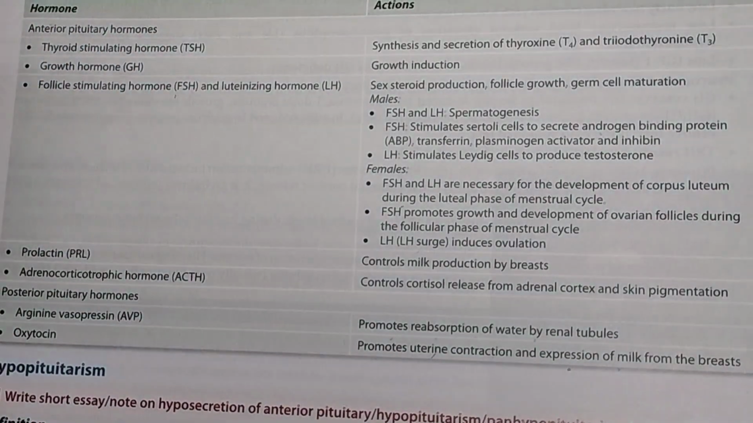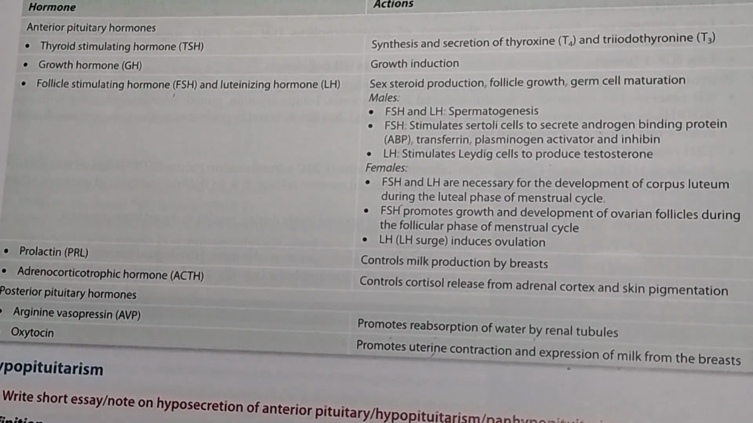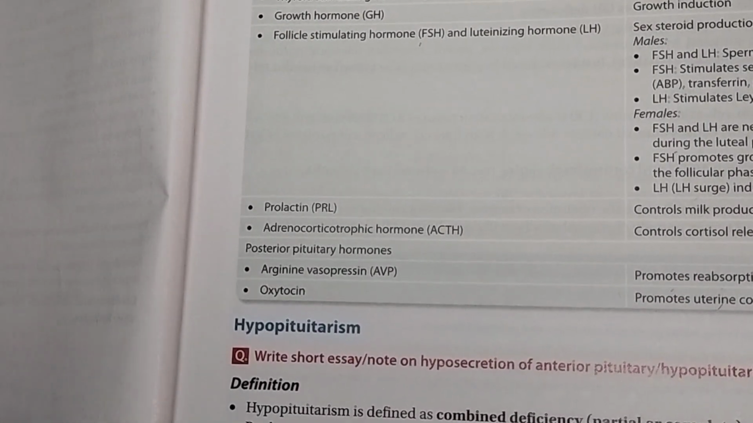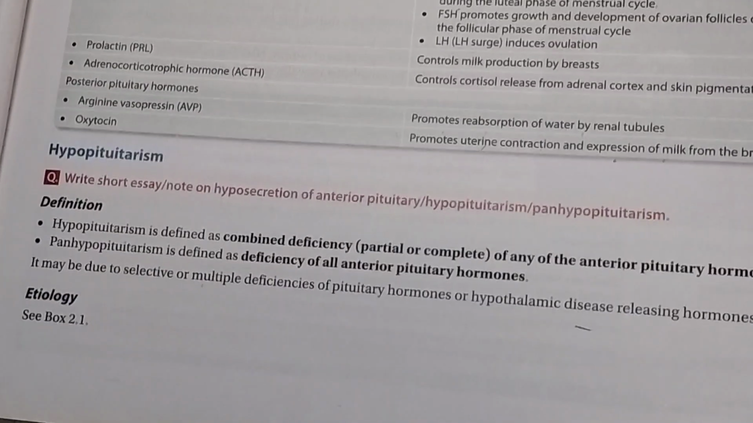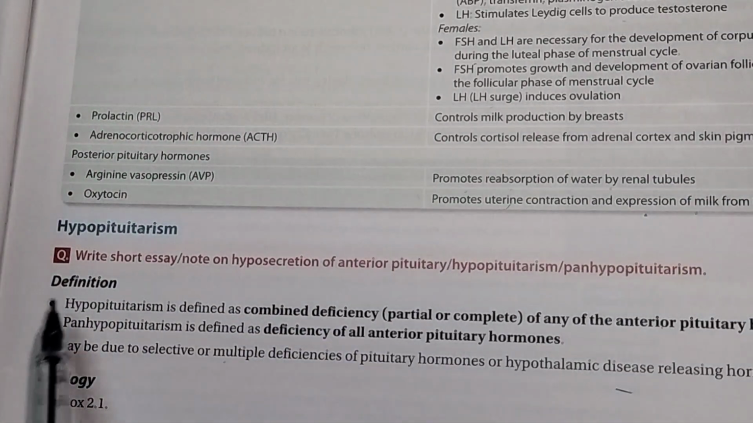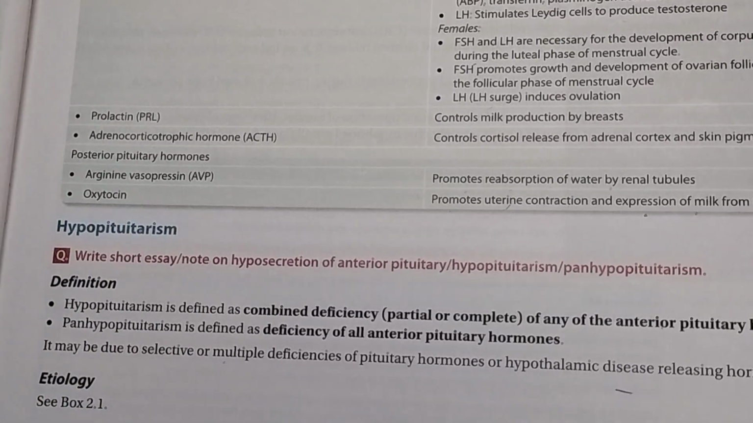Now, these are the anterior pituitary and posterior pituitary hormones. Now we will go to hypopituitarism. There can be a short note or a short essay on this in your exams, so we have to mention what it is, and we will study it in short. Always start your answer with the definition, then the features, the investigations, the pathogenesis and etiology.